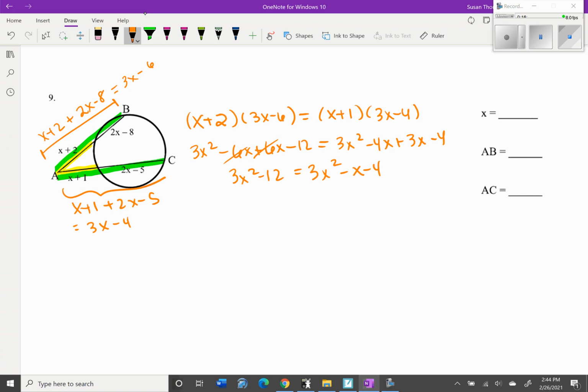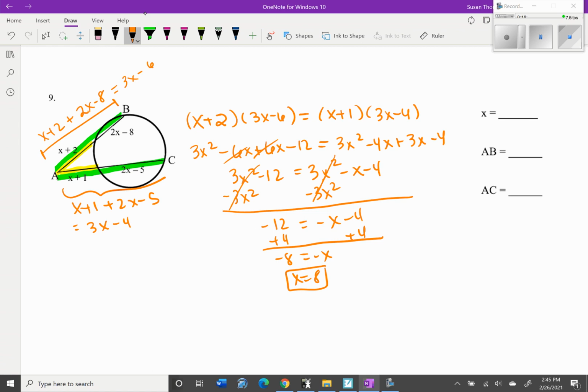So for this one, we can combine terms on either side of our equal sign. So if I subtract 3x squared, notice that cancels out my quadratic term. I'm left with negative 12 equals negative x minus 4. So I don't have to worry about doing the quadratic formula to solve. If that quadratic term would not have canceled out, I would have set it equal to 0 and then used the quadratic formula. Add the 4, and we get negative 8 equals negative x, so x equals, of course, 8.